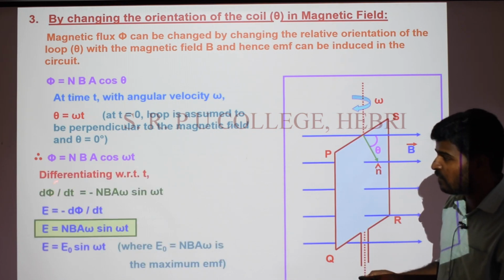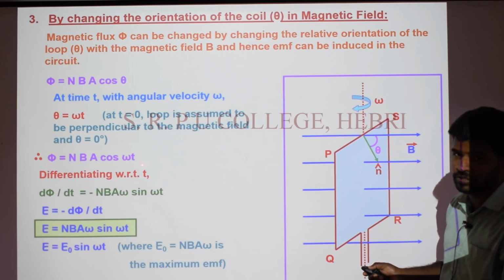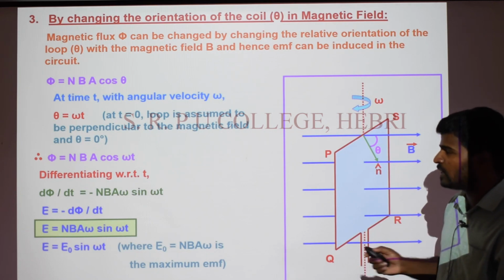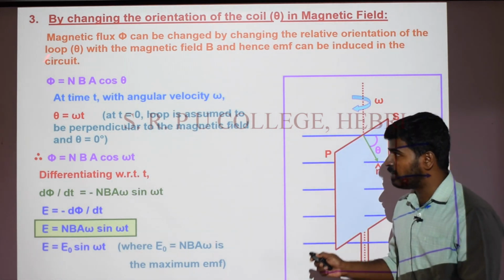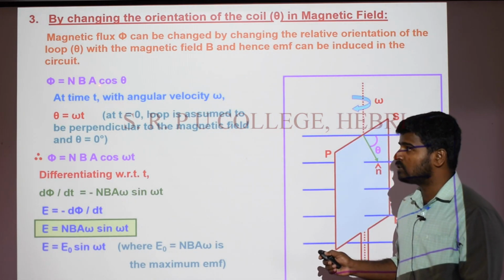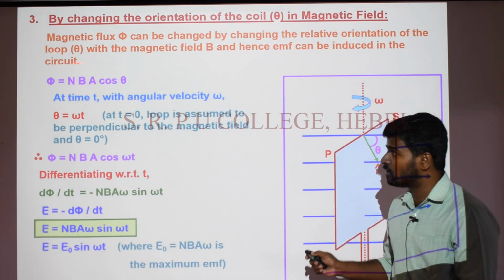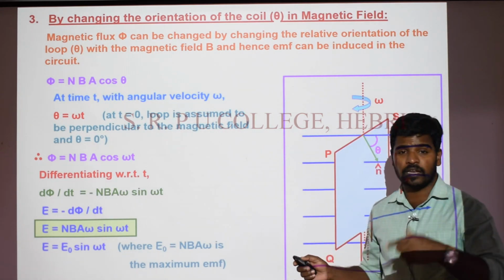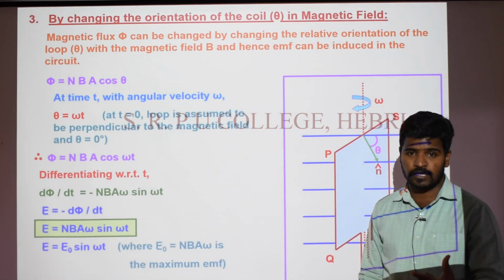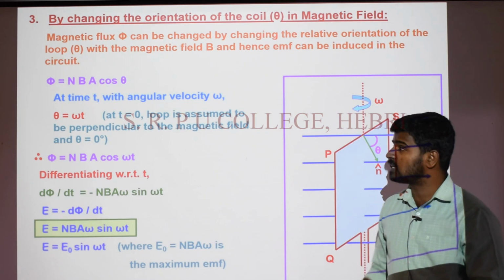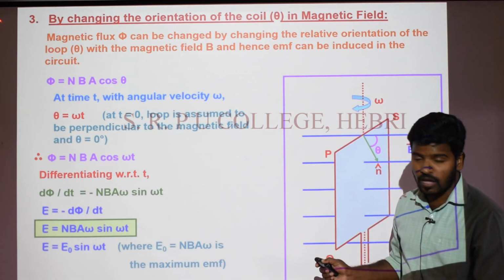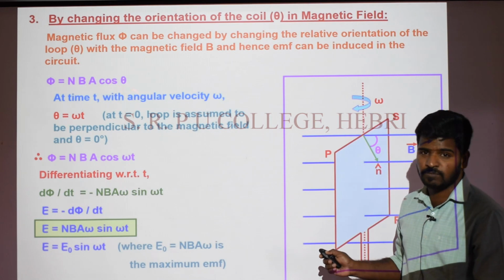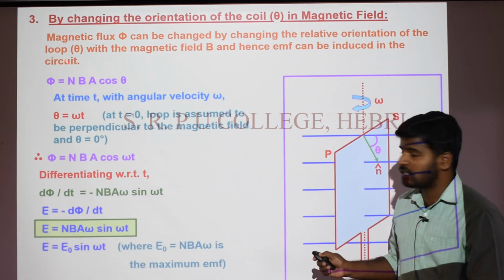In the next step, differentiating this equation with respect to t. This is the concept that is included in the chapter of moving charges and magnetism. Magnetic flux phi is equal to B times A is the definition, along with the orientation that is expressed by cos theta, phi is equal to n times BA cos theta, where n is the number of turns.